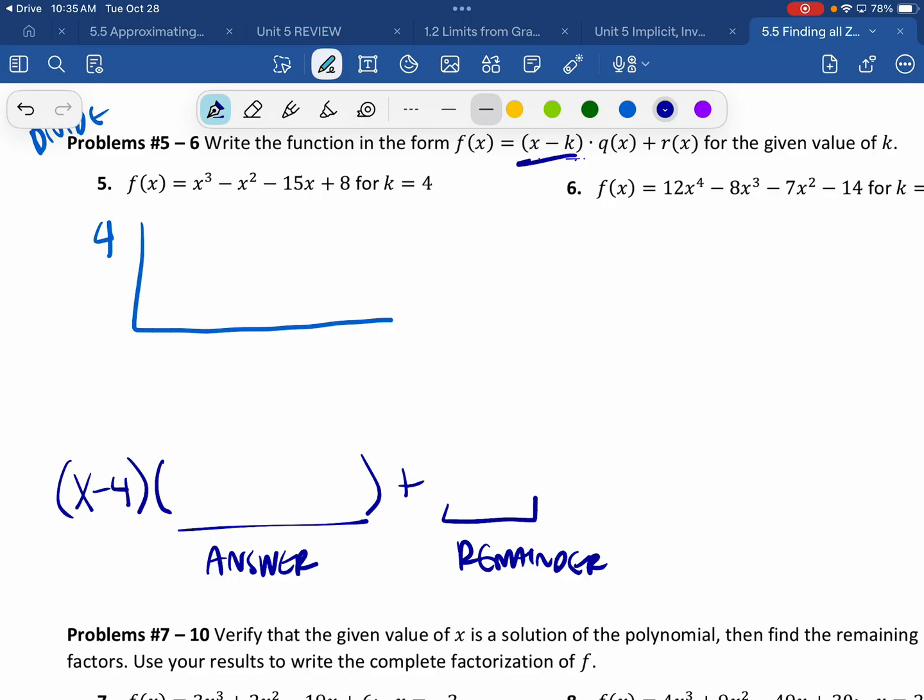That's the way it's asking you to write it. So x minus k, the q is your quotient, that's what you get after your answer, and the r stands for your remainder. So don't get confused about the way that you're writing that. Those are just synthetic division problems.